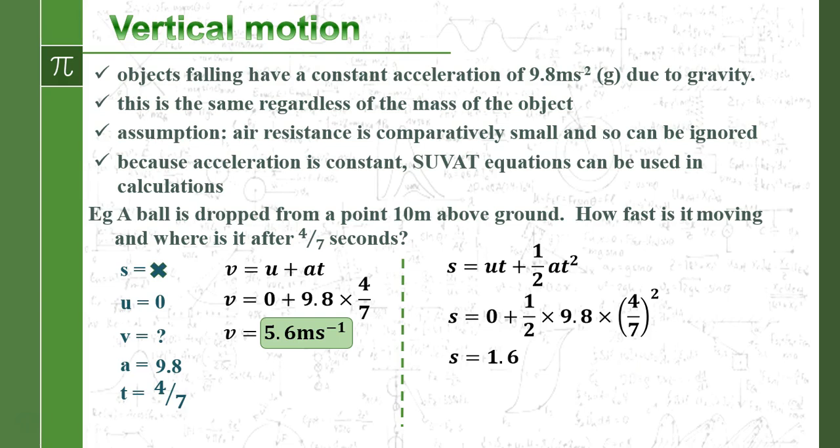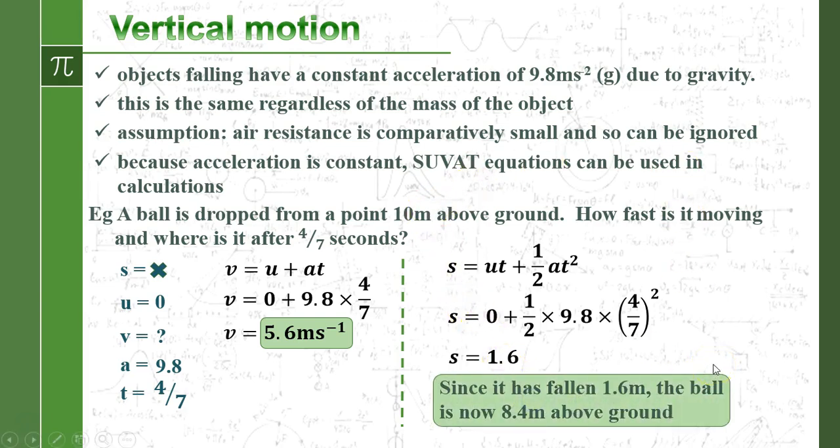You'd have thought we're at the end of it, but we need to be a little bit careful here, because where is it after 4/7 of a second? It's travelled 1.6 meters, but if it started 10 meters above the ground and it's travelled 1.6 meters, that means it's now 8.4 meters above the ground.